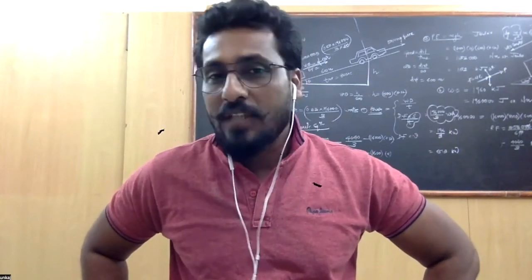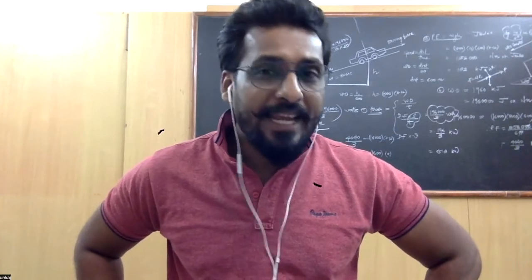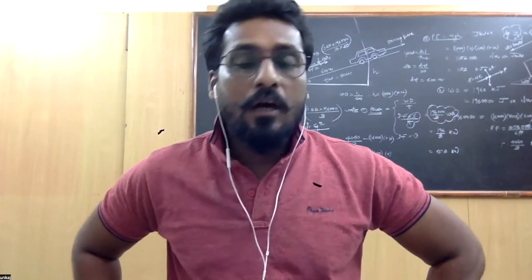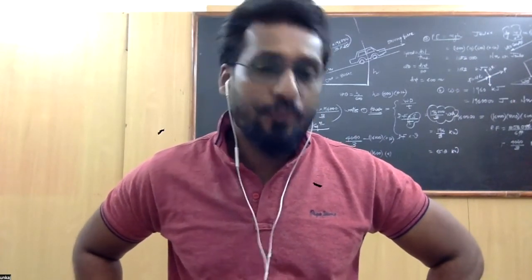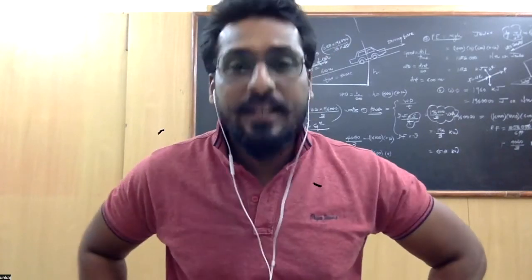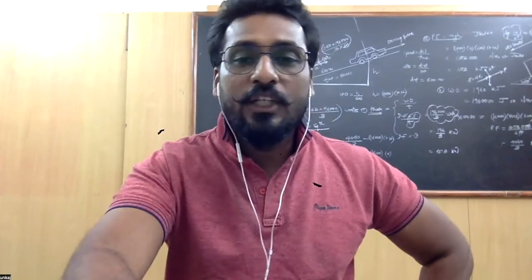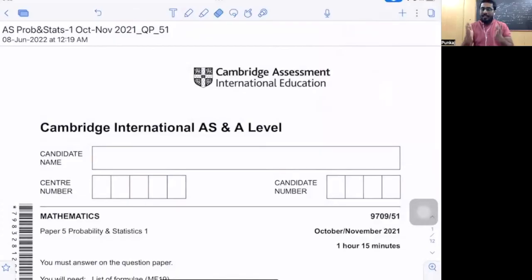Students, in this session, we're going to start solving a question paper from AS Probability and Statistics 1, October November series from the year 2021, and the question paper code is 51. So without much ado, let's begin. So let me quickly go ahead and share my screen. So you can see that's the Probability and Statistics 1 question paper from AS. The year is 2021. The series is October, November, and the question paper code is 9709/51.